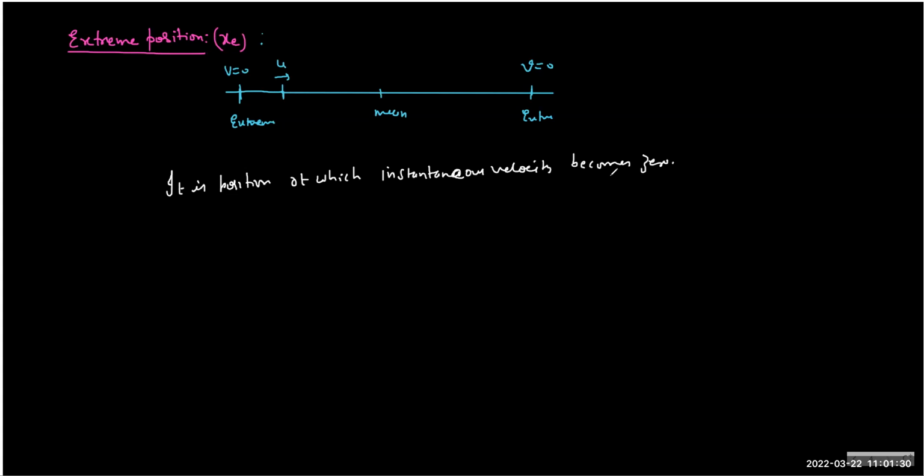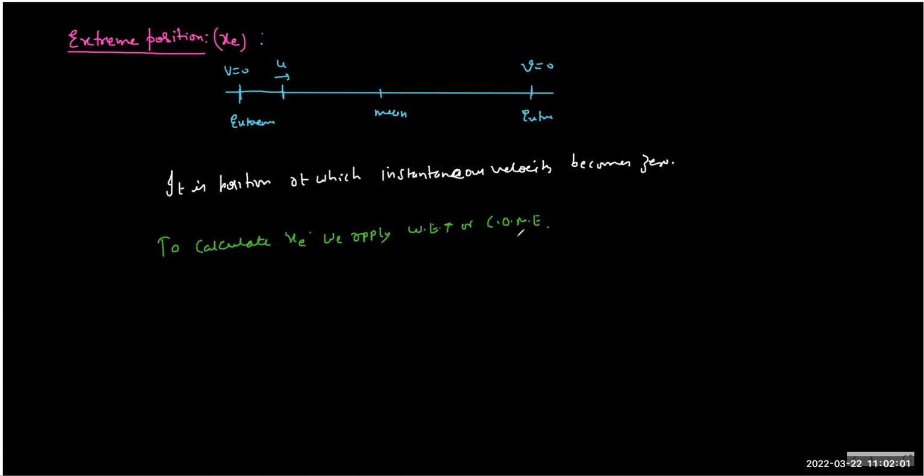and because the instantaneous velocity is 0, how can we calculate this position? What is the method to get this extreme value? So to calculate XC, we apply the work energy theorem or conservation of mechanical energy.